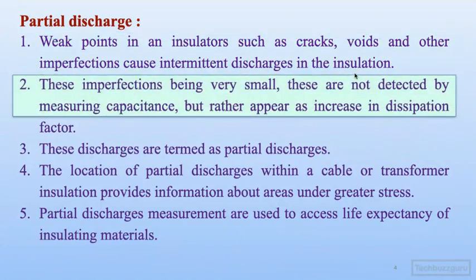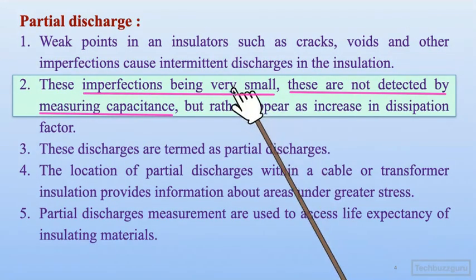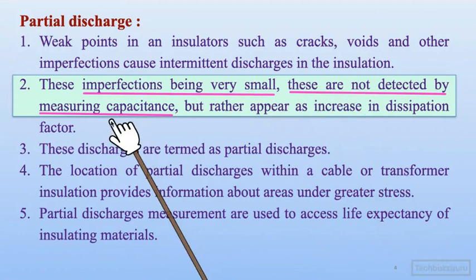These imperfections are very small. Generally, they may be in the form of a trapped gas or a trapped air bubble, or a void. These are not detected by simply measuring the capacitance. We must realize that so far, whatever methods we have studied were based on measuring capacitance. So partial discharges, which are due to imperfections, and imperfections are very, very small, are not detected by measuring capacitance.